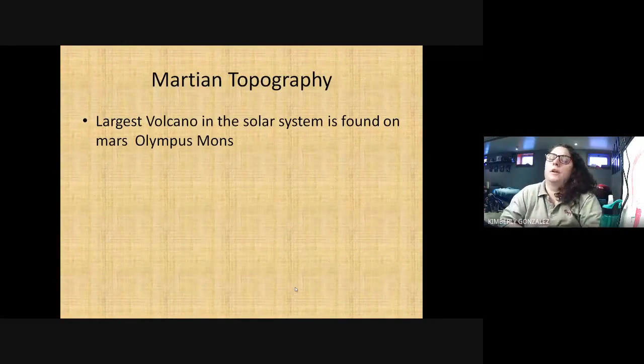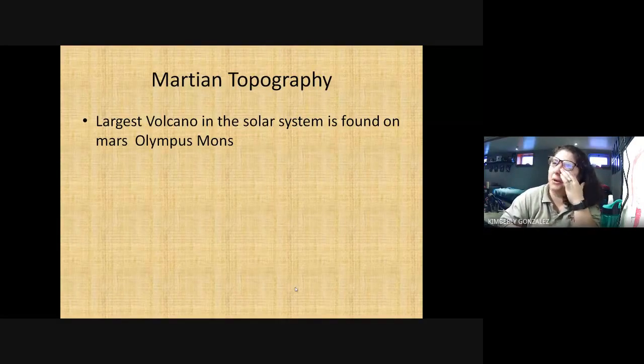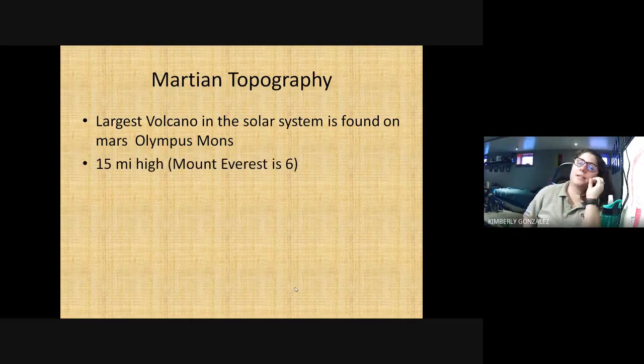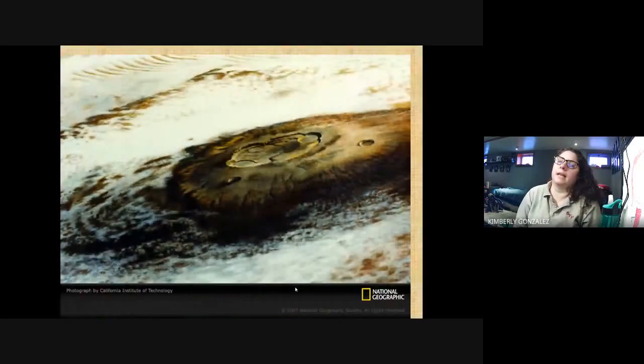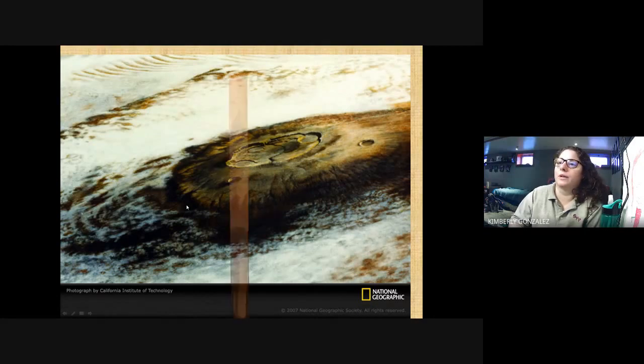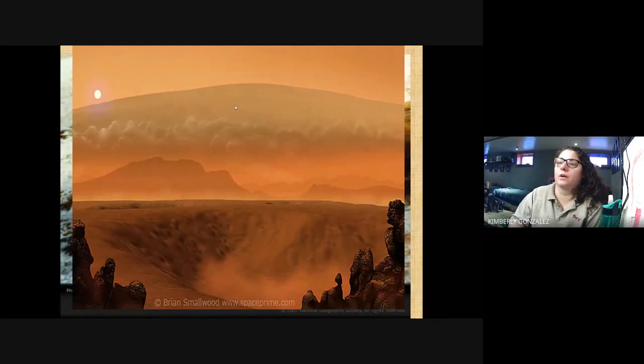All right. So there is a very, very large volcano on Mars. It's called Olympus Mons. It is 15 miles high. Now, putting that in perspective, Mount Everest, which is pretty much the highest mountain on Earth, is only 6 miles high. So that's more than double that. And this is a satellite picture of what it looks like. Look how large this is. Look how wide this is. Right? You can see the cloud cover. It's crazy when you think about it. There's a picture from the rover. There's the sun. Fun times.